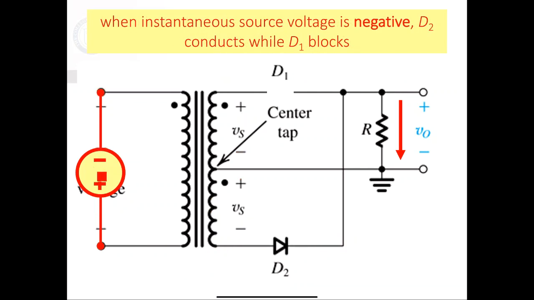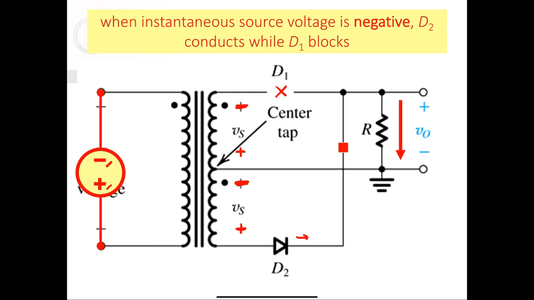So now what happens when the polarity reverses? So we have negative and positive. What happens now is that both of these voltages will be negative and positive, which means that this diode will now block and this one will conduct.